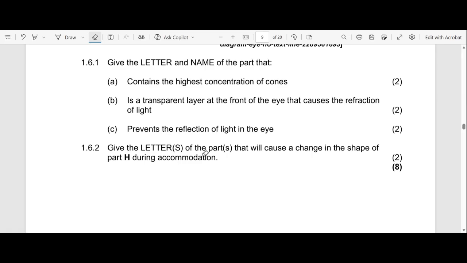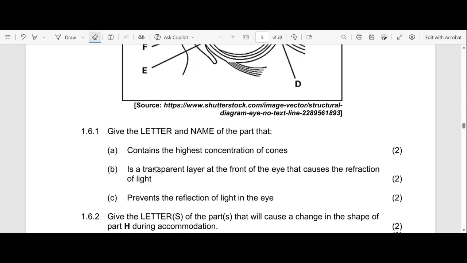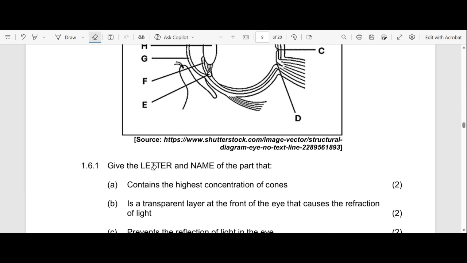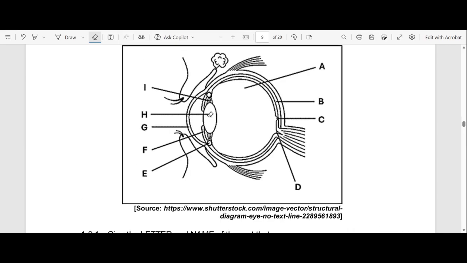1.6.12. Give the letters of the parts that will cause a change in the shape of part H during accommodation. Okay, now we're starting with E, obviously. E becomes our ciliary muscle. Right, then we go to I, which becomes our suspensory ligament. Then our last letter becomes what? H. H is the lens.